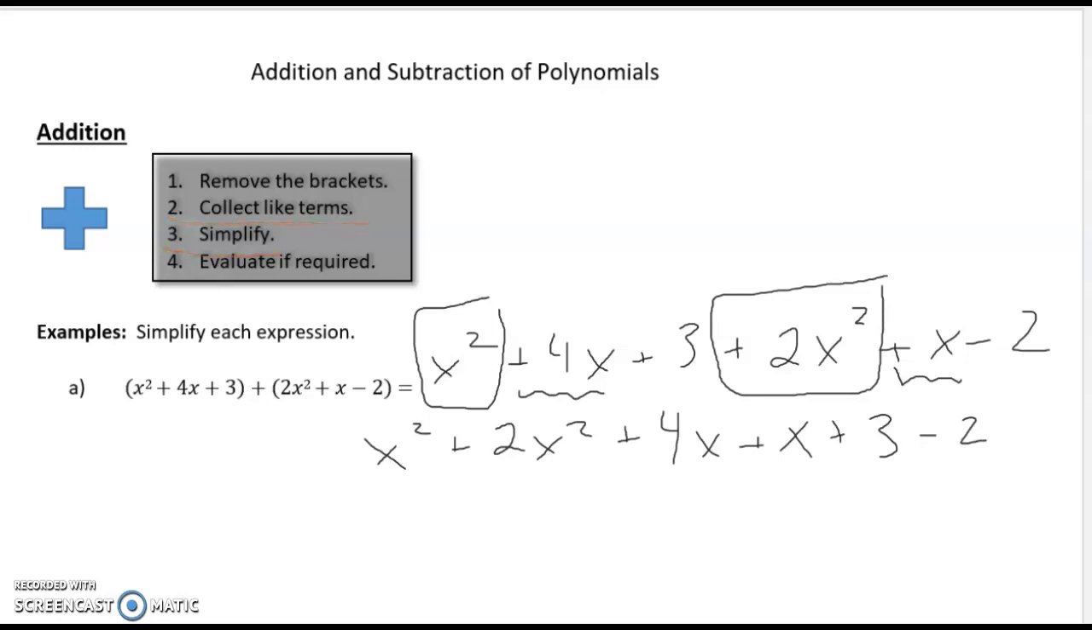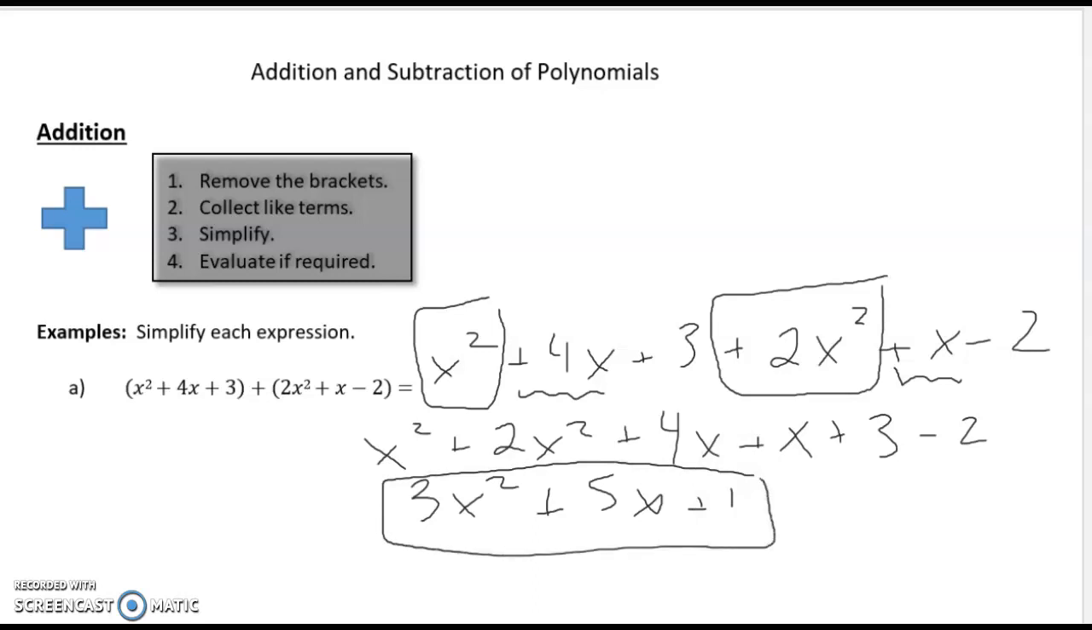Now we are going to simplify. So instead of having 2x squared terms, 2x terms, and 2 constants, we want one of each. So 1x squared plus 2x squared gives us 3x squared. And then 4x plus 1 more x gives us 5x's, and that's positive 5x's. And then we have 3 take away 2, and 3 take away 2 is positive 1. Okay, and that is your final answer.